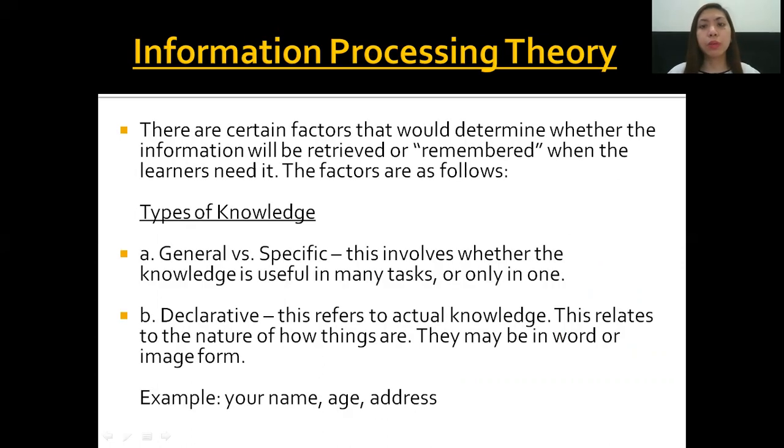Certain factors that would determine whether the information will be retrieved or remembered when the learners need it are as follows. The types of knowledge include general versus specific. These involve whether the knowledge is useful in many tasks or only in one. Then we have declarative, which refers to the actual knowledge. It relates to the nature of how things are. They may be in word or image form, for example, your name, age, or address.